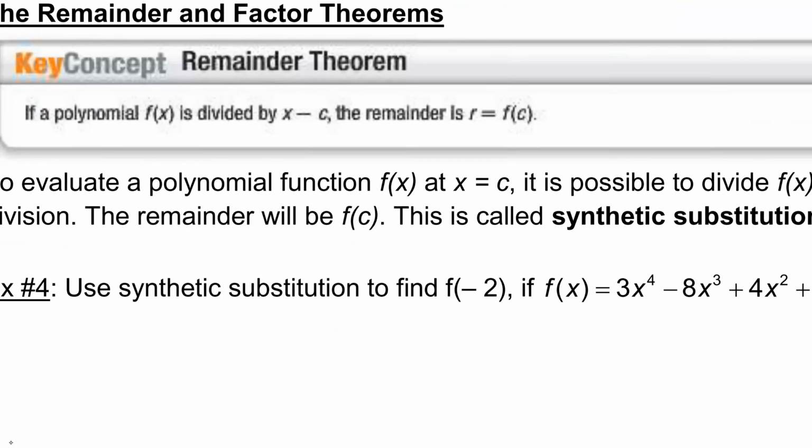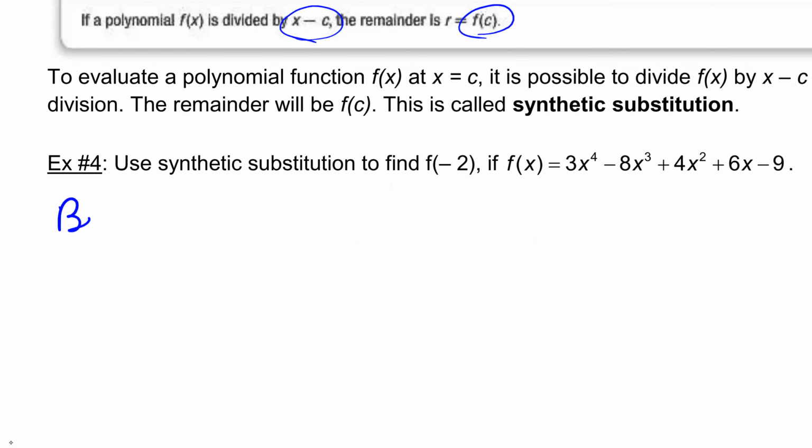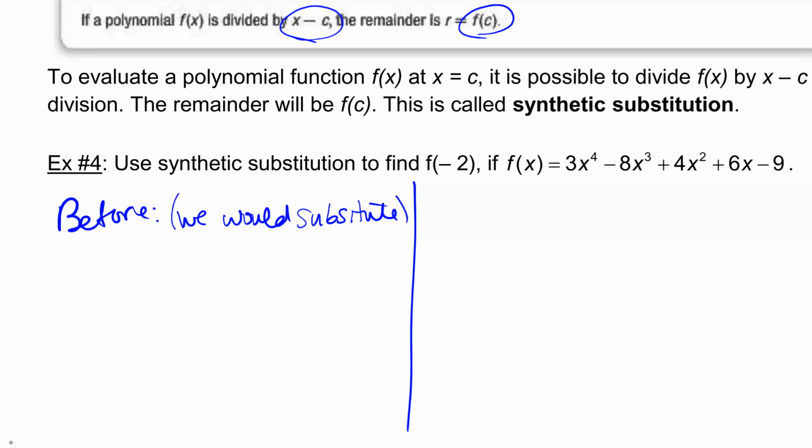It tells us that if a polynomial f of x is divided by x minus c, the remainder is the function value. So normally, before this, we would straight up just plug in. You don't have to write what I'm writing in blue. I'm just showing you, and proving to you that we're going to get the same answer. So I'm going to do it the old-fashioned way, where you just plug in -2 into the equation, because I'm trying to find the function value at -2.